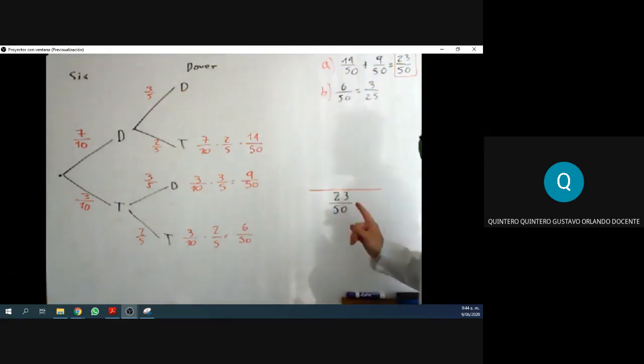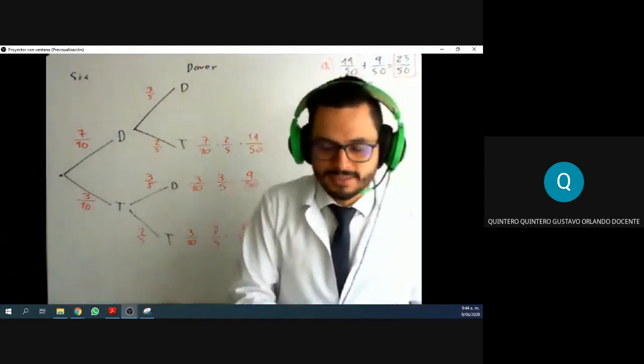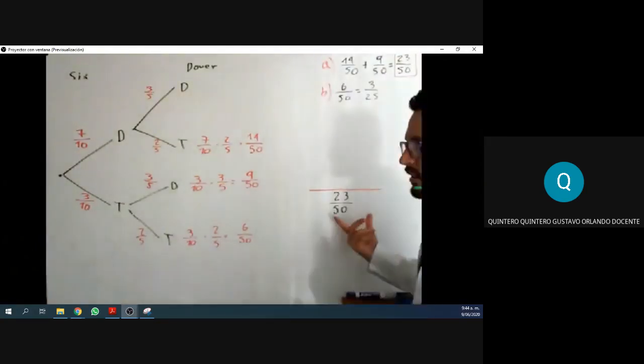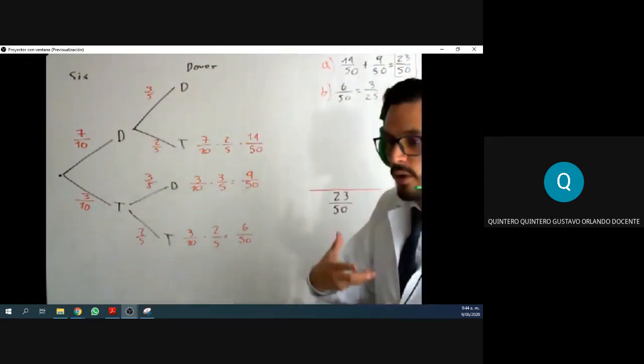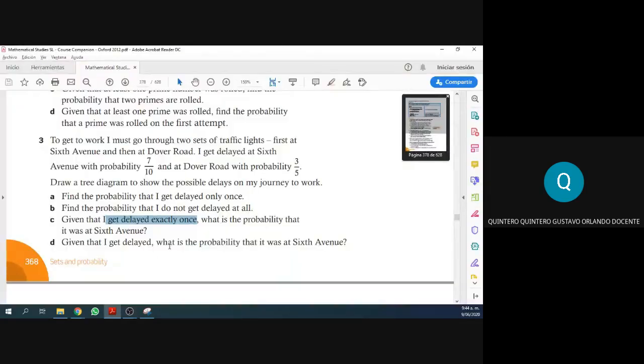23 over 50. That is the probability in the denominator. Just like we did in the previous exercises of conditional probability, always please try to begin with the denominator, with the condition. Try to begin with that first. Beautiful. Now that we have our condition done, I get delayed exactly once. Let's try to find the other one.